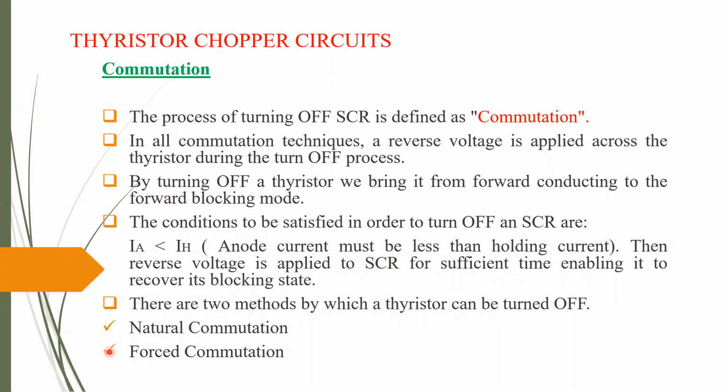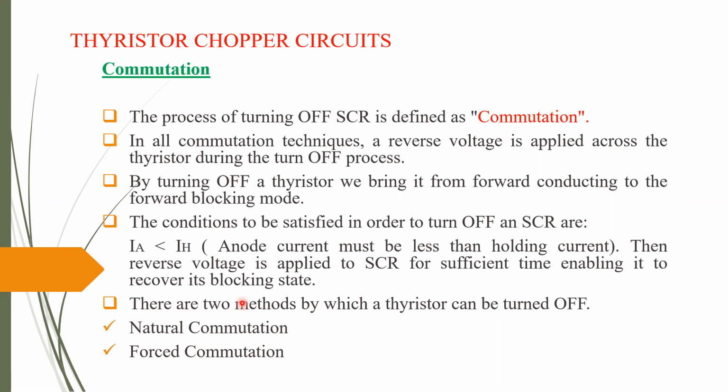In choppers, we use forced commutation, because in natural commutation the supply voltage, that is the AC supply itself, will commutate the thyristor. Forced commutation is applicable to the DC supply, where there is no possibility of natural commutation. That means there is no possibility of the supply voltage turning off the SCR. We need to provide external commutation for an SCR.